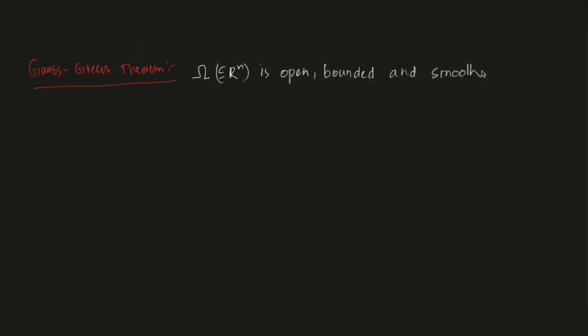Now, let us come to a very important thing which we call the Gauss-Green theorem. Okay, and let me change the color. So Gauss-Green theorem, what does that theorem say? So first of all, omega obviously is assumed to be open and bounded. Okay, please keep that in mind. Omega subset of Rn is open, bounded, and smooth.